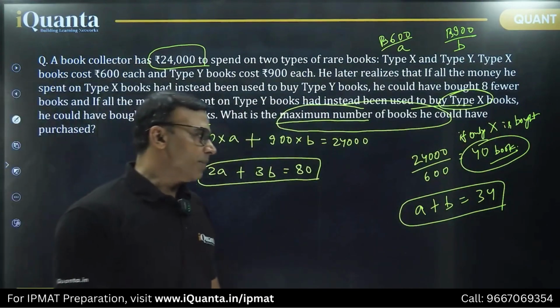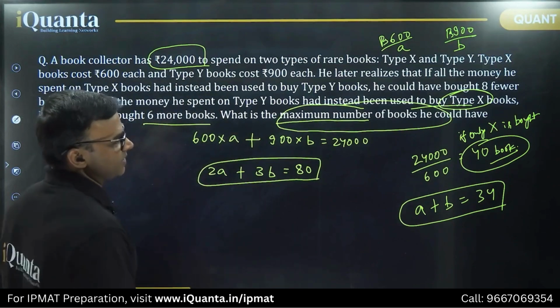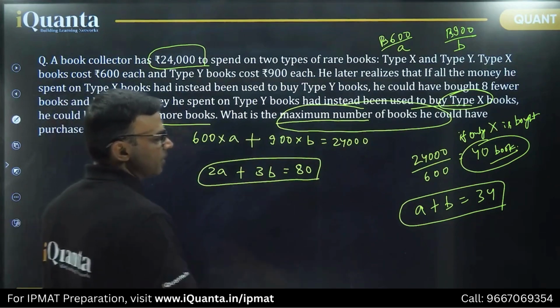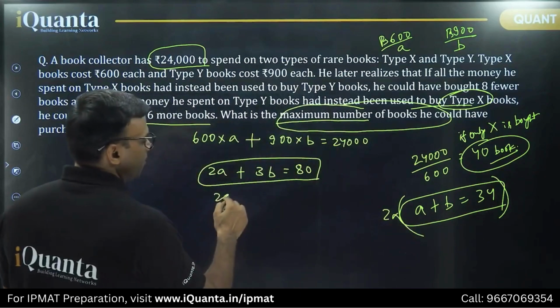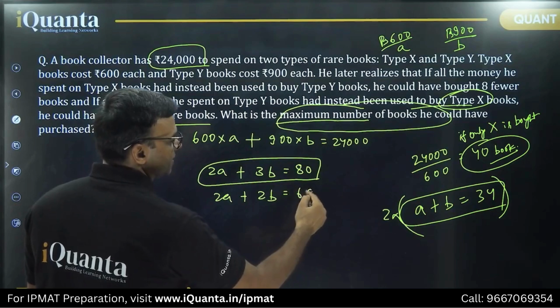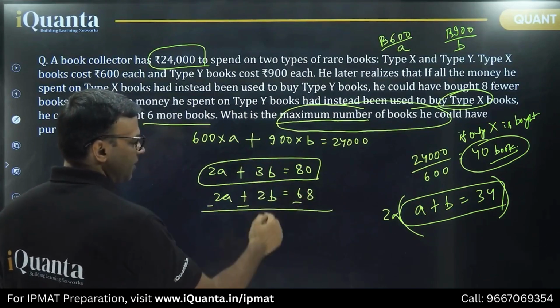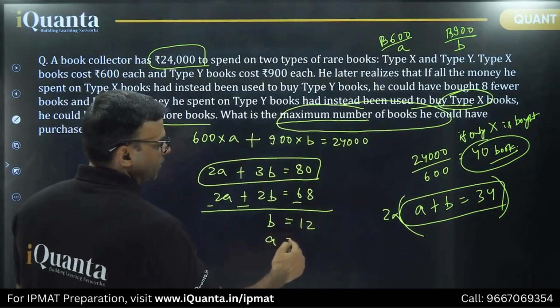So A plus B is 34, and 2A plus 3B is equal to 80 for maximum expenditure and maximum number of books. Solve these two equations. Multiply the first equation by 2. You get 2A plus 2B equal to 68. Subtract. When you subtract, you get B equal to 12, and you get A equal to 22.